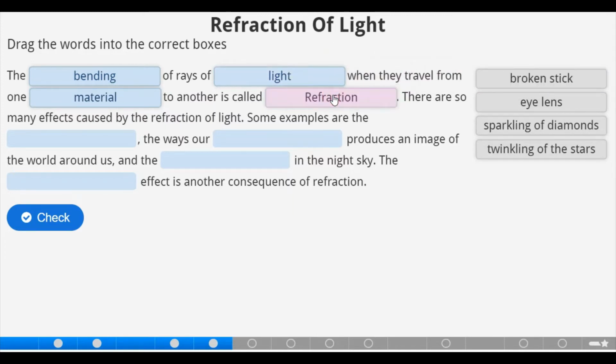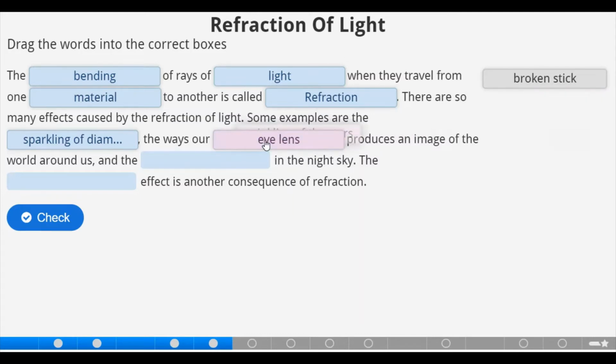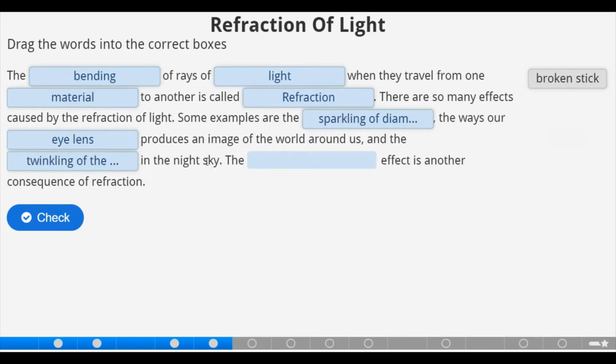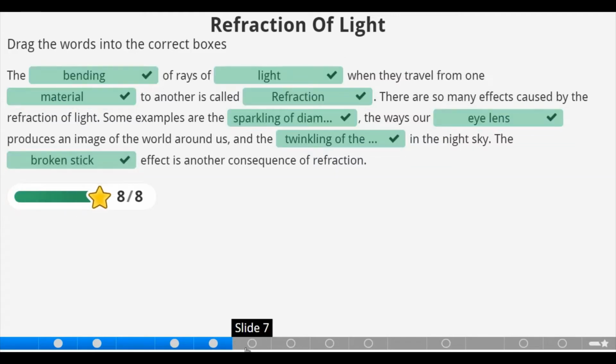There are so many effects caused by refraction of light. Some examples are the sparkling of diamonds, the way our eye lens produces an image of the world around us, and the twinkling of the stars in the night sky. The broken stick effect is another consequence of refraction. Let's check. That's correct.